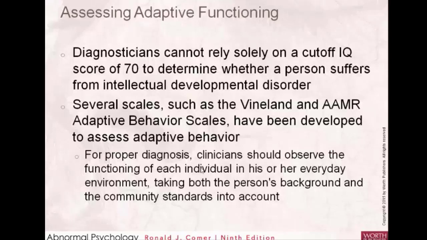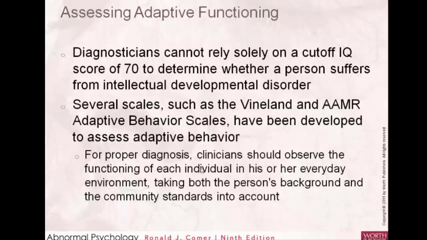Now, technically the criteria say 70 or below is when you would consider diagnosing someone with an intellectual disability. Having said that, though, there's a reason why we have to have a cutoff, because if we don't have a cutoff, if we just generally say IQ is low, then we might start to wonder, well, is an 80 low? 79? So we need a cutoff because it helps with our research, it helps with our diagnosis.